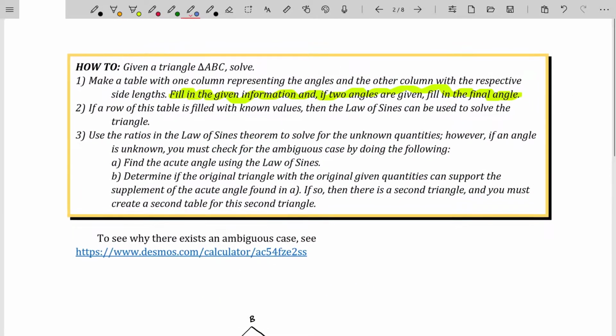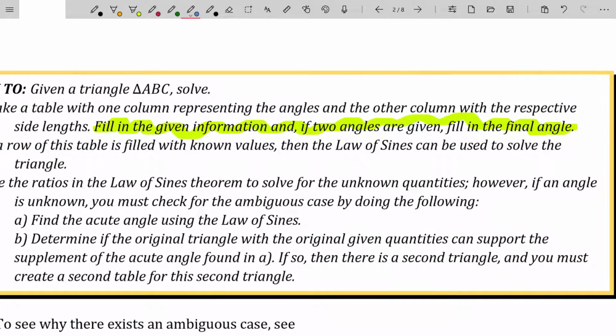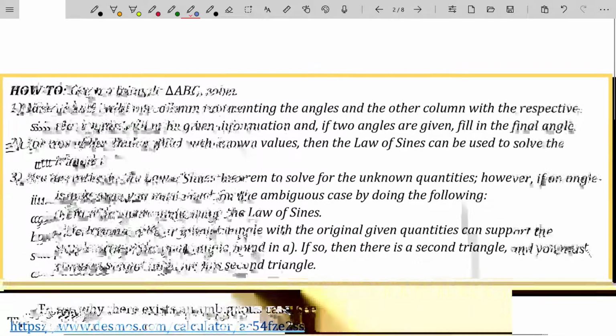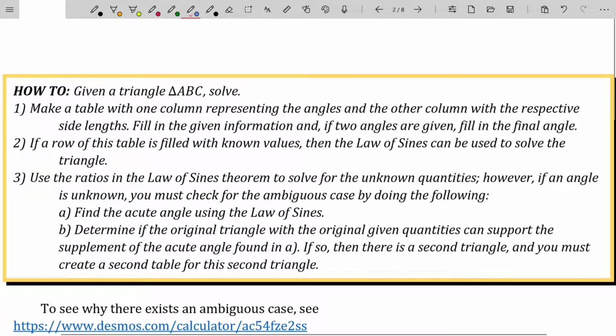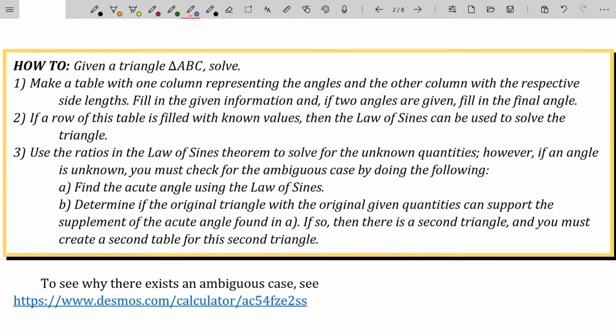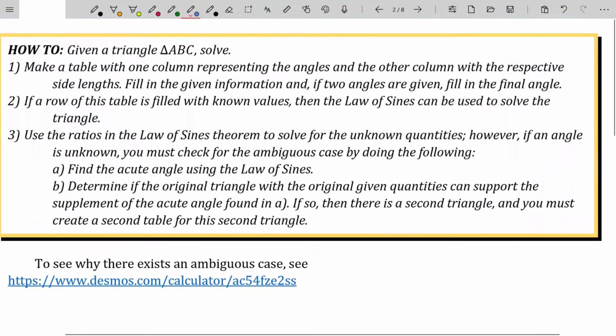However, I'm sorry, that highlighted piece was important. I actually just did it. Fill in the given, if a row is filled, then use the ratios of the law of sines theorem to solve. However, if an angle is unknown, you must check for the ambiguous case. This is the part I meant to highlight.